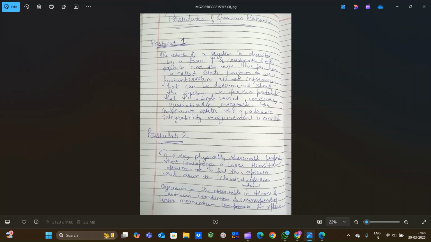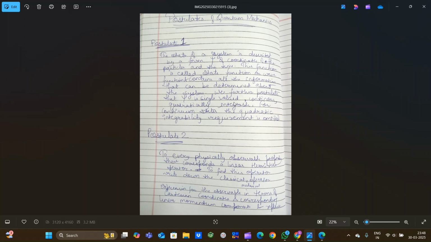This function is called the state function or wave function, and it contains all the information that can be determined about the system. They are saying that if there is a particle somewhere in space, all of its information is given by a particular wave function, and that wave function is called psi. This psi is single valued, continuous, and quadratically integrable.